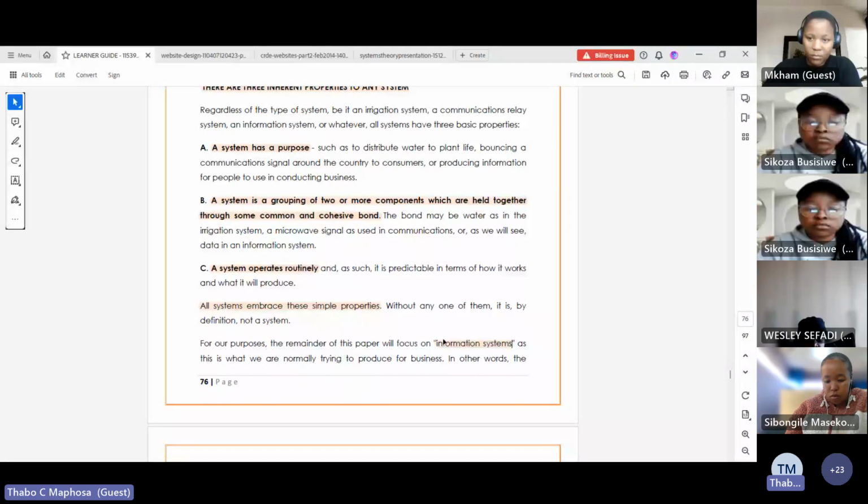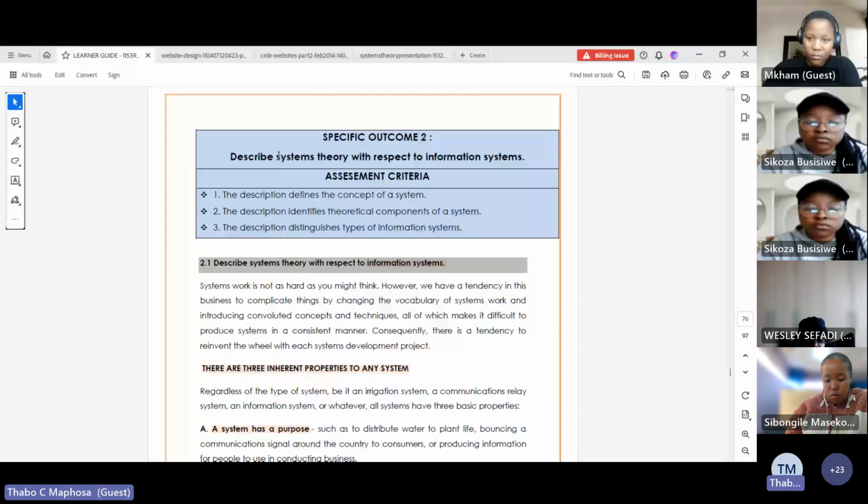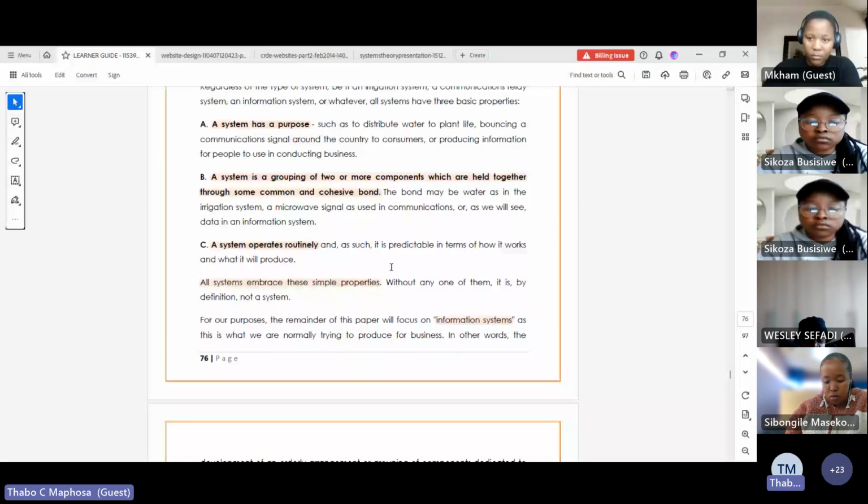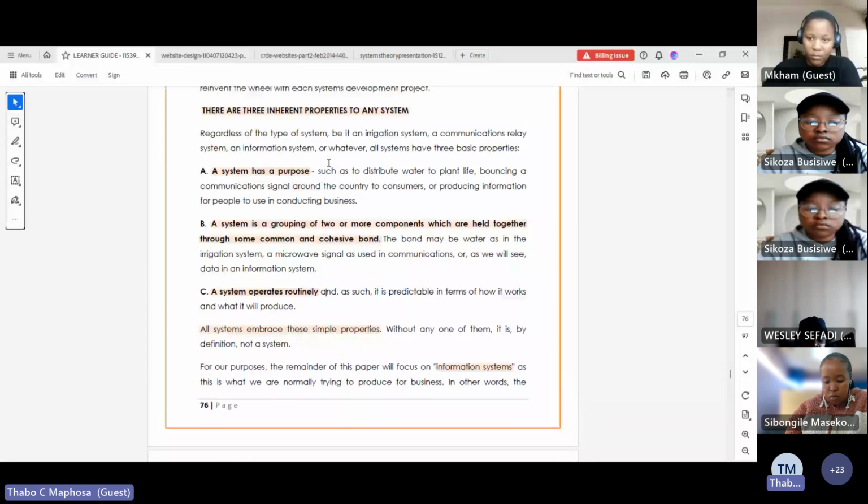Already we spoke about systems theory, what it is and things like that. Then we spoke about how an organization is divided into a bunch of systems, and we looked at a bunch of systems that we're working with. Now we have come to understand that there are certain properties that make up a system. If your system lacks one of these, then it is by definition not a system. That is what has been stipulated there.